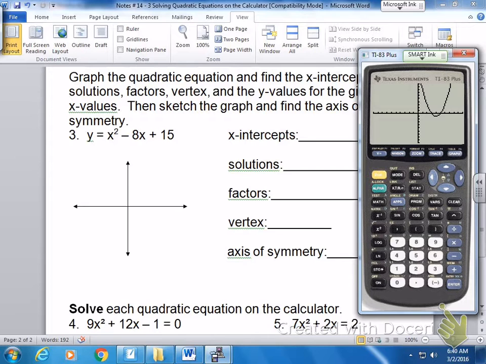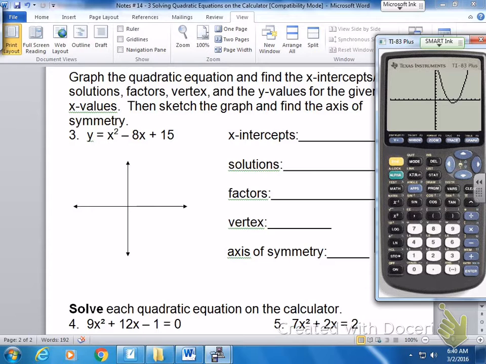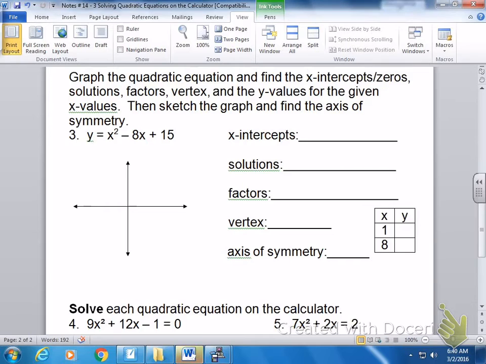Now the first thing we want to do is find the x-intercepts. Let me move this over just a little. So I'm going to hit second trace, and I'm going to go to intersect, which is 5. I'm going to move my cursor, and sometimes you can't see it, so you have to move it around a little bit. There it is. I'm going to move it to my first intersection. I'm going to enter slowly 3 times. And when I do that, I see my x value is 3, my y value is 0. So 3, 0 is one of my x-intercepts.